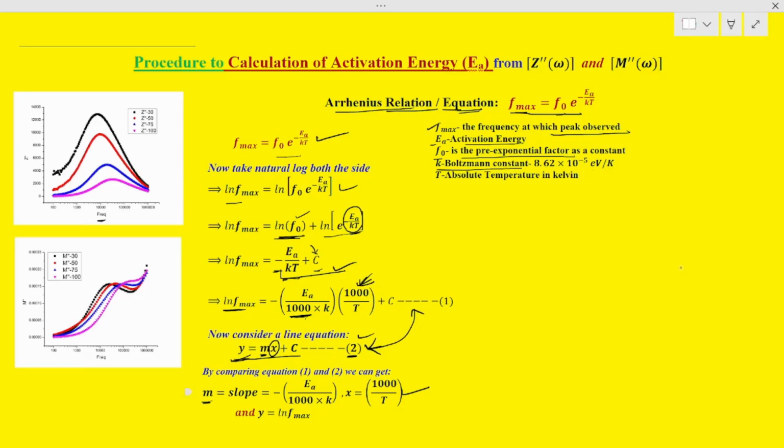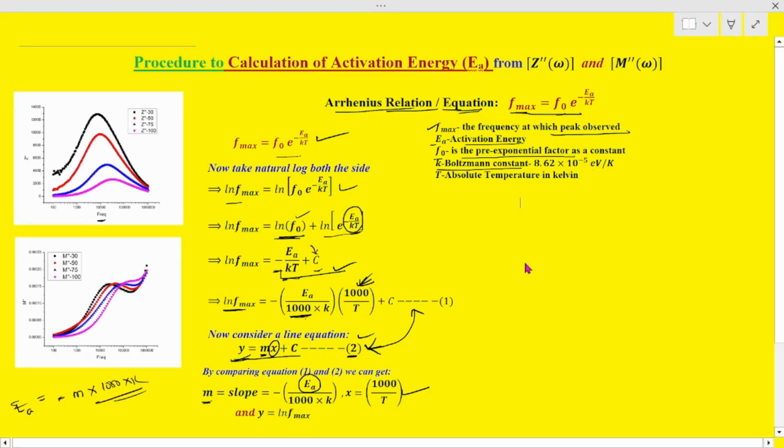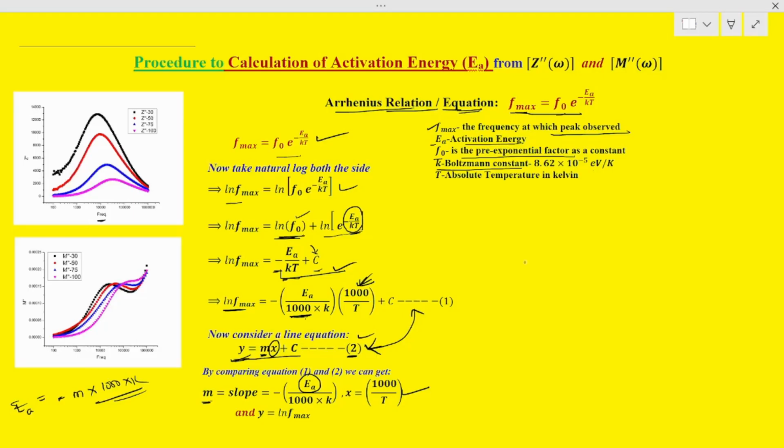If we can calculate this slope, then EA, the activation energy we intend to find out, will be, suppose I found the slope value m, EA equals minus slope, that means m, into 1000 into K. Okay, so how are we going to calculate the slope? That slope will be automatically calculated by the Origin software. We are going to use the Origin software to find the slope.